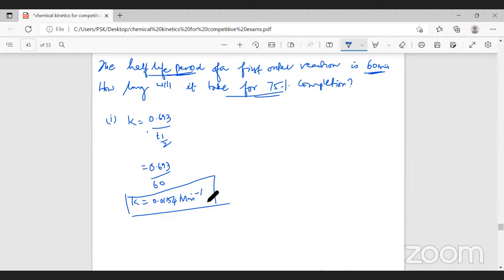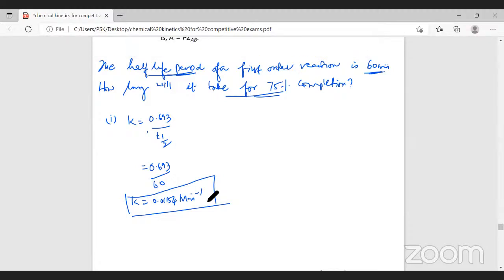The rate constant for a particular reaction remains constant throughout the reaction. Whether you measure the reaction at the very initial stage or at the later stage, the rate constant value remains the same. So since the rate constant is not given, we can find it by using the half-life period data. Once we have done with the rate constant, the second step is to find how long it will take for 75% completion of the reaction.